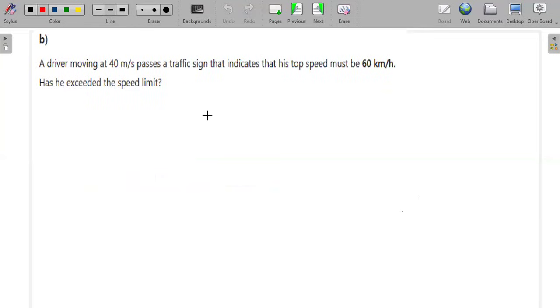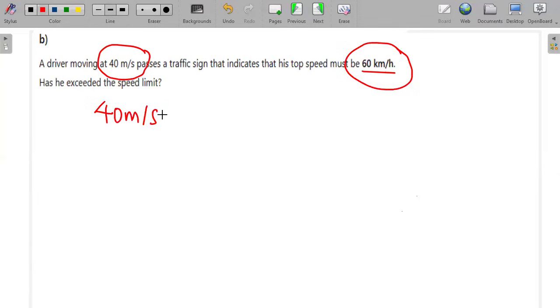to convert units from one unit to the other. So here they're saying a driver moving at 40 meters per second passes a traffic sign that indicates that his top speed must not exceed 60 kilometers per hour. So the question now, has he exceeded the speed limit? The speed sign is in kilometers per hour. They've given us his speed in meters per second. So meaning we have to convert this to kilometers per hour and then see if that value will be greater than or less than the 60 kilometers per hour, which is on the sign post there.